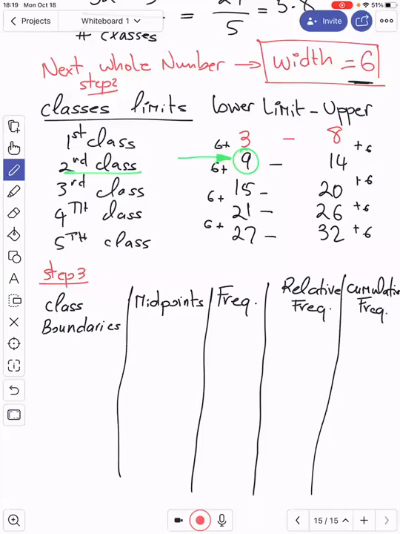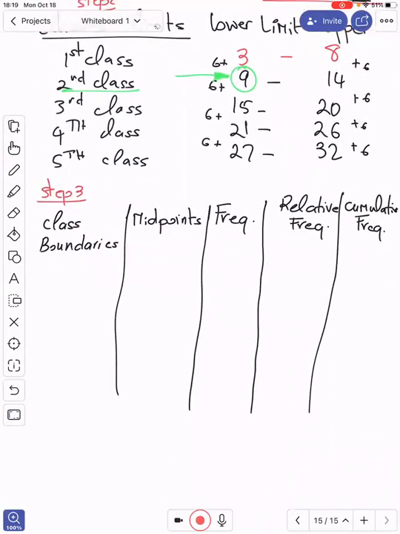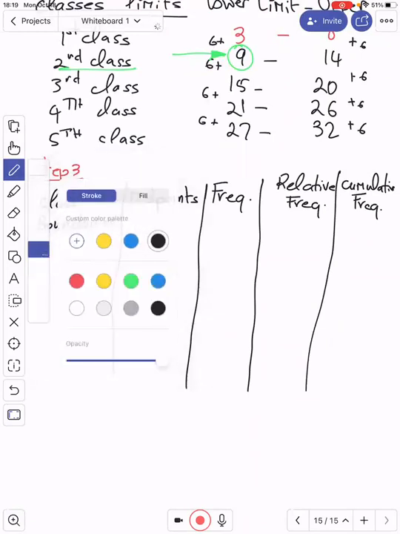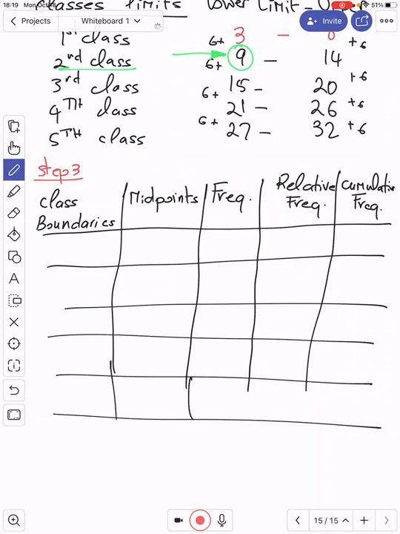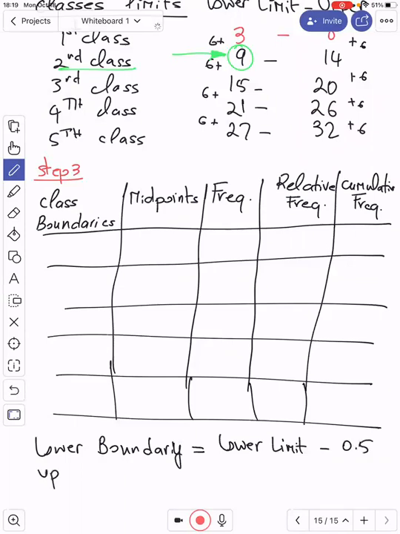All right. Now for the class boundaries, guys, we have 5 classes, of course. So 1, 2, 3, 4, and then 5. The lower boundary, you just subtract 0.5 from the lower limit. So it's the lower limit minus 0.5. And for the upper boundary, it's the upper limit plus 0.5.